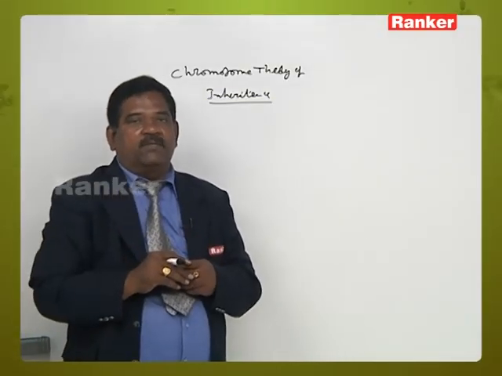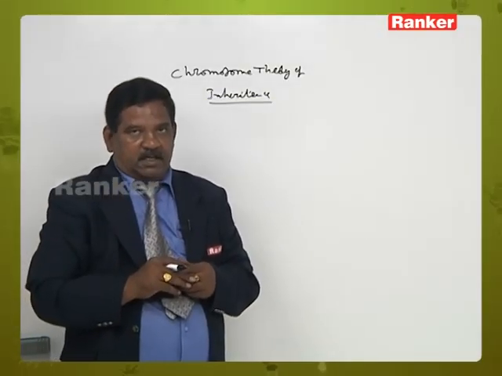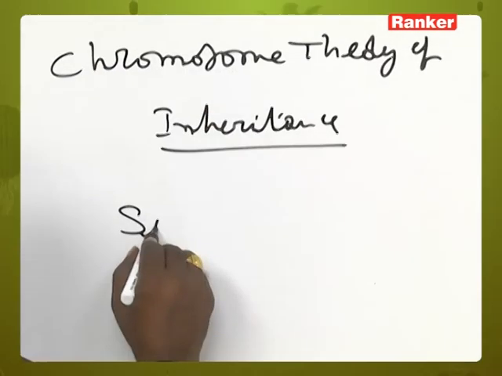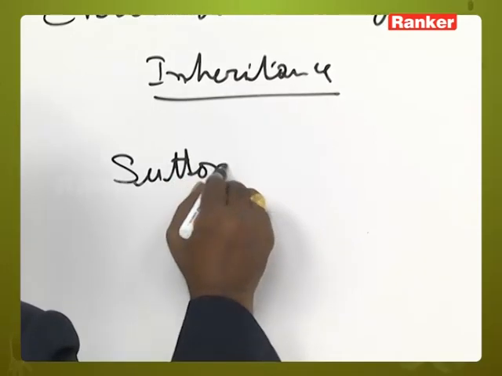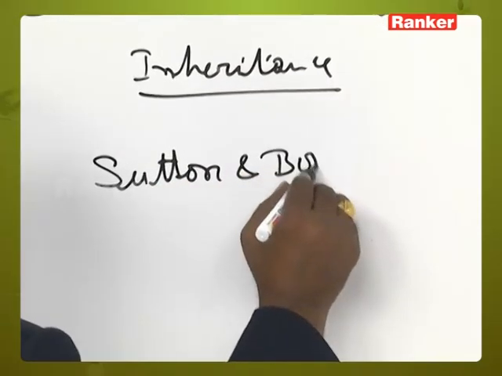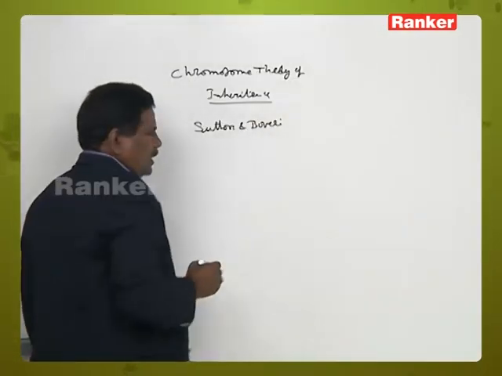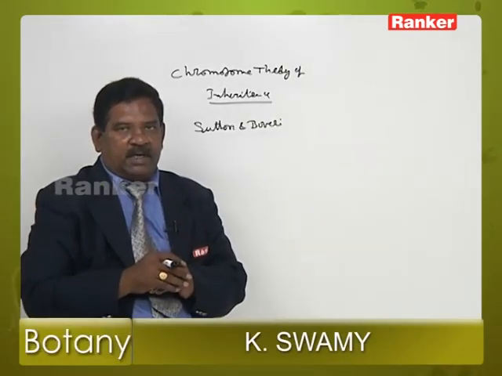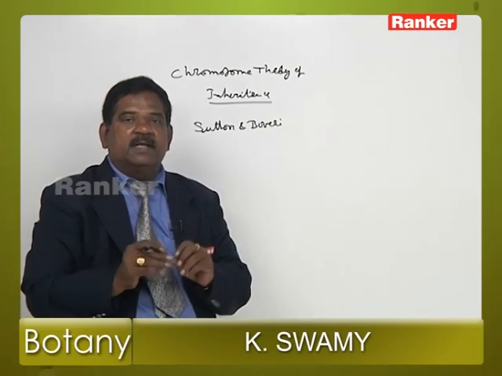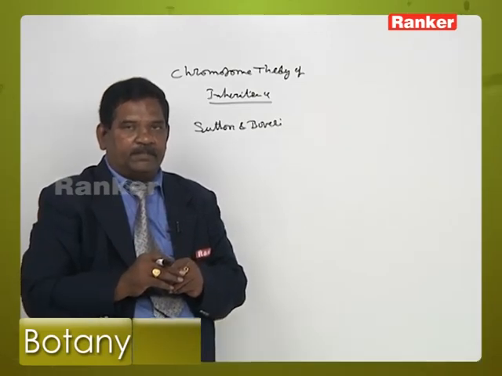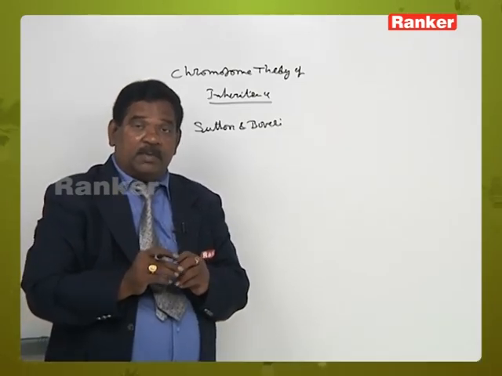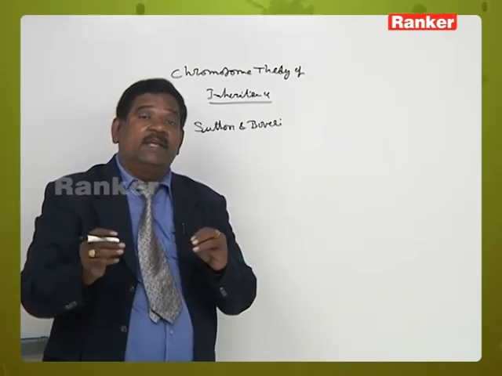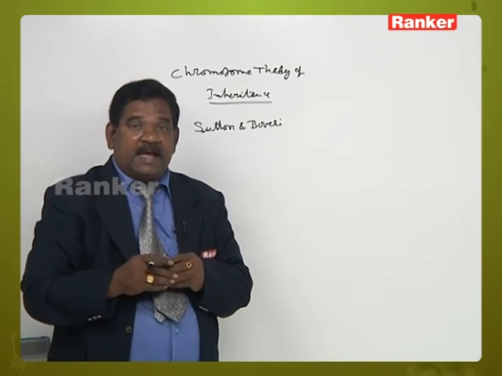Chromosome Theory of Inheritance, proposed by Sutton and Boveri. According to this chromosomal theory of inheritance, chromosomes are the vehicles of inheritance. They carry inheritance.